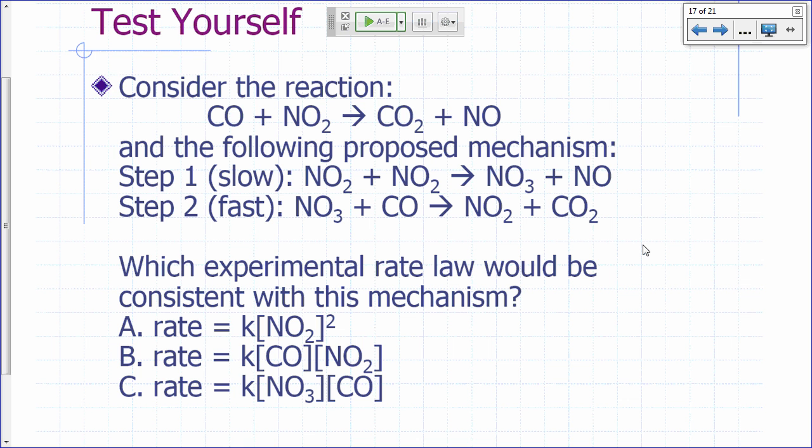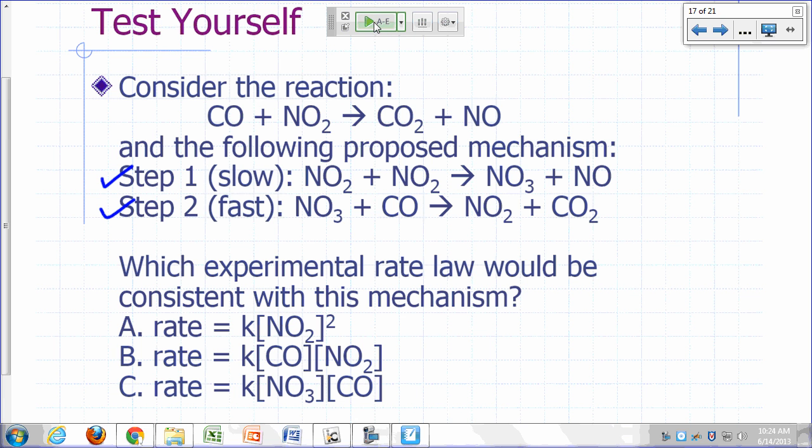Okay, so if it's the same reaction, same mechanism proposed in the earlier slide, what would be the experimental rate law that would be consistent with this mechanism? You're proposing that step 1 is slow, step 2 is fast. What would be the rate law for this mechanism that you would observe in the lab if this was the mechanism?